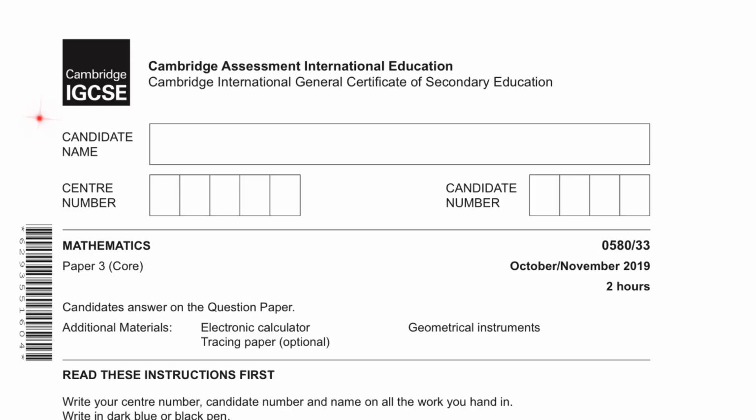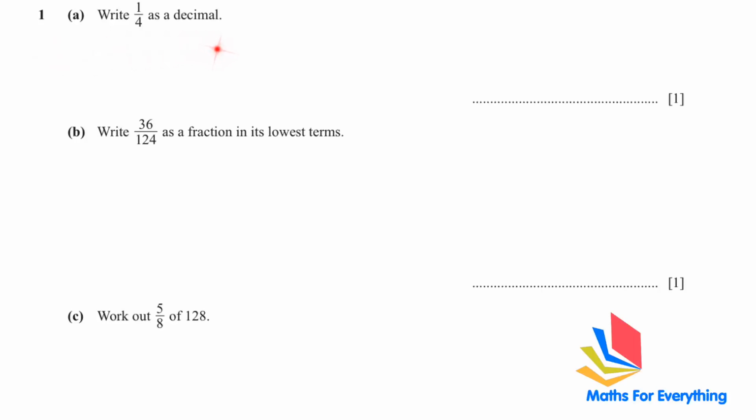We are going to solve Cambridge GCSE Mathematics Paper 3 Core, Variant 3, November 2019. The first question: write 1/4 as a decimal. You can use your calculator to write it. 0.25.